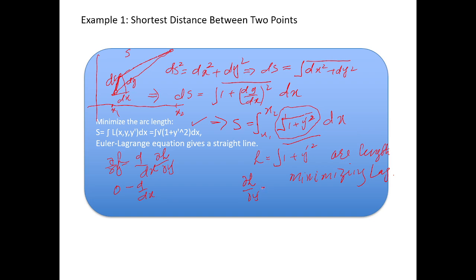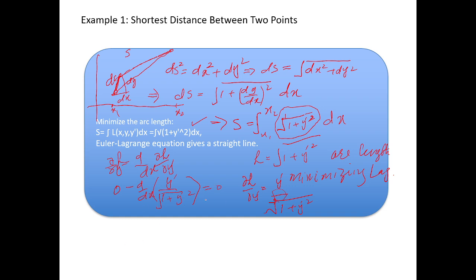that will give me y dash, under root 1 plus y dash square. When you differentiate this function with respect to y dash, we will get this one. So here this is y dash over under root 1 plus y dash square, and it is equal to 0.